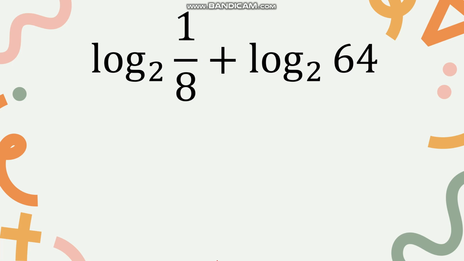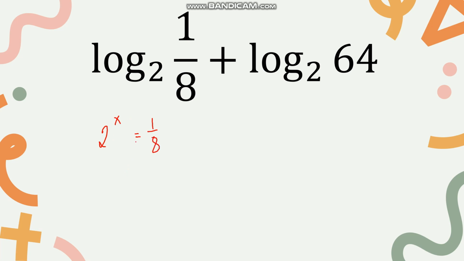For our last example, let's say we have here logarithm of 1 over 8 base 2 plus logarithm of 64 base 2. As you can see, there are two logarithms and there is an operation, which is addition. This means we have to evaluate first the two logarithms, and then we will add their values in order for us to get the total. So let's evaluate first this one, logarithm of 1 over 8 base 2. We have to think of the number that we will use as the exponent of 2 so that the answer will be equal to 1 over 8.